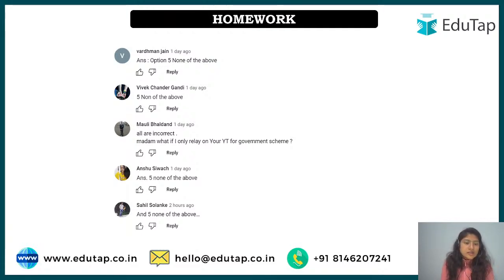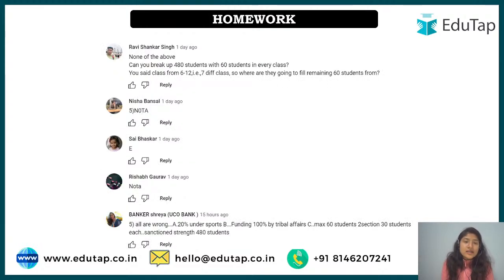Anshu said none of the above, the right answer. Sahil said the right answer. Ravi said the right answer. Here is also one question he asked about classes 6 to 12. He asked about the remaining 60 students, how they will be compensated. So see, in 11th and 12th there will be 3 sections: arts, commerce and science. That is why there are 3 sections in 11th and 12th, and that is why these 30. Now I think you understand how the segregation will be done.